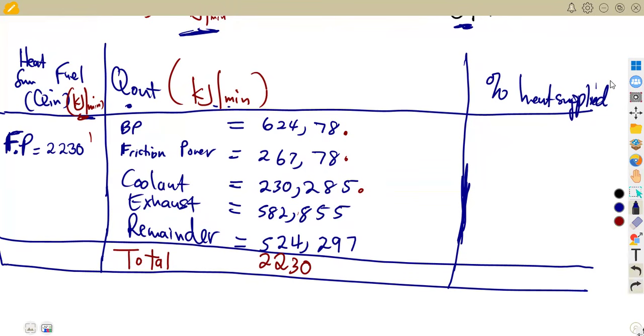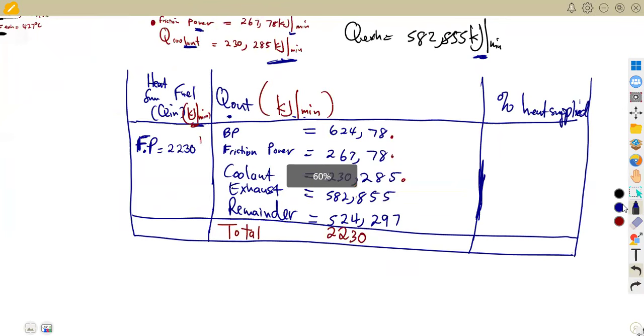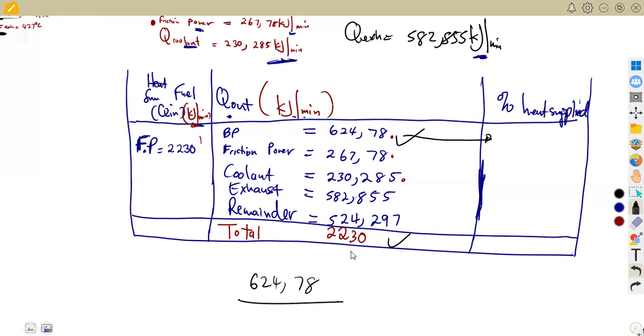Then also here you are going to need the percentages, as we know that our percentage is the one that you're given, the brake power to the total. So if you need the percentage for the brake power, it's going to be the brake power 624,78 over the total, which is our fuel power, 2230, times 100%. You round off. So I'm just going to round off these to three decimal places, all of them. So this will be 28,017%. That's as a percentage.